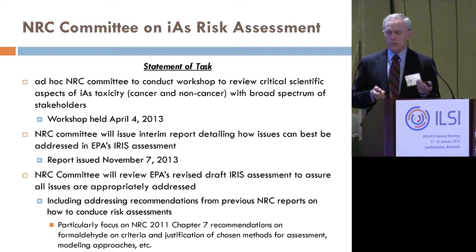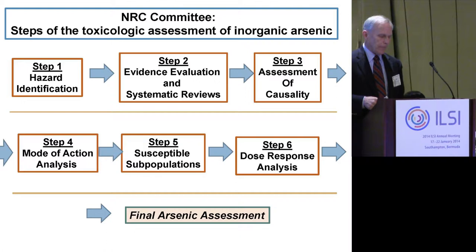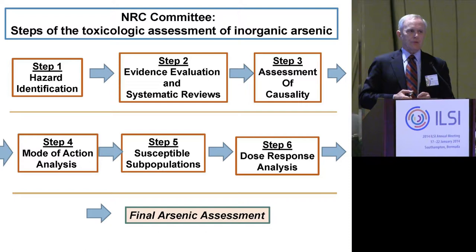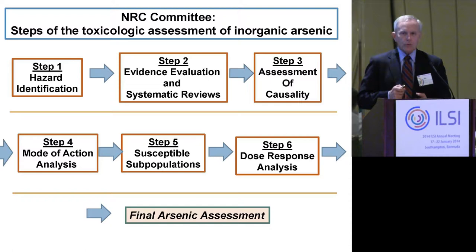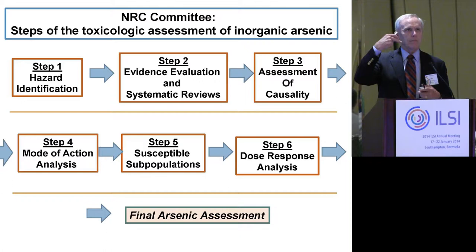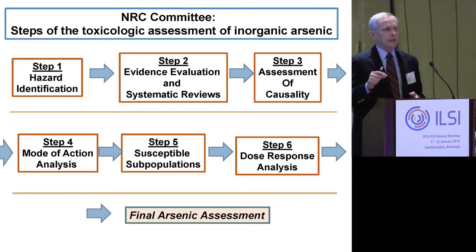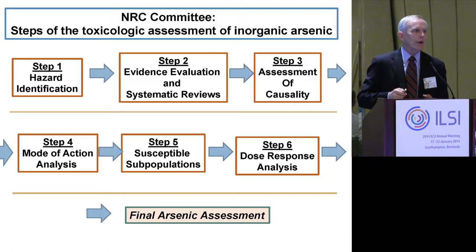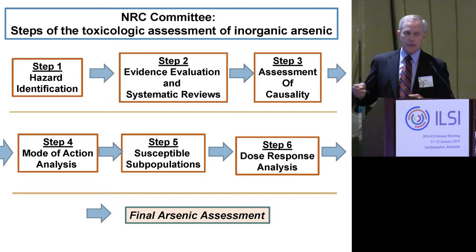So let's talk about what's in this report. This is a schematic that describes the process that the NRC committee came up with to recommend to EPA how to go about doing the inorganic arsenic risk assessment as part of the IRIS process. First was identify the hazard. I'll go through most of these boxes in some more detail, but I just want to lay out the plan. It is thought to be just a logical, stepwise approach to how you go about doing this process. Interestingly, it's quite similar to what the EPA released in their draft plan for how they are going to do this assessment, and the two are actually quite similar. This schematic is right from this report.